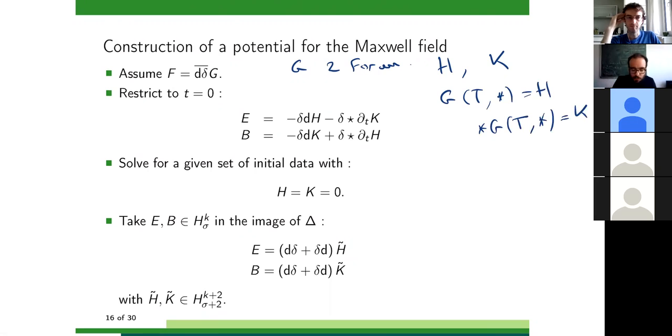And so here, if you restrict this relation at t equals zero and project in the right direction, you will get the following relation between the electric and magnetic field of your Faraday tensor and the electric and magnetic field of your two form potential, your Hertz potential. And this is this relation. And as you notice, E and B are both in the image of delta, right? By construction. Okay, now I want to solve it.